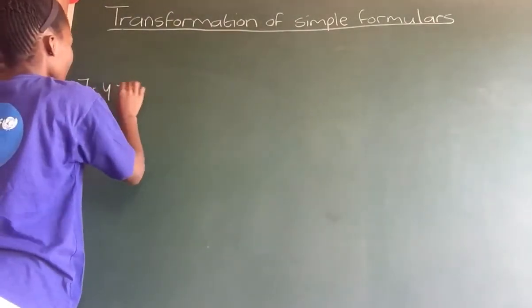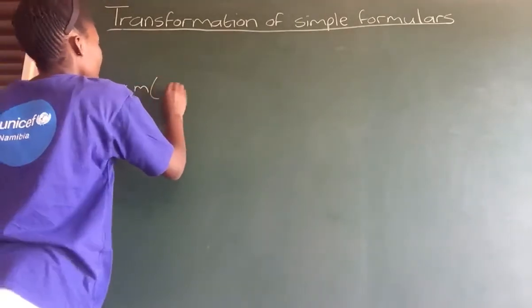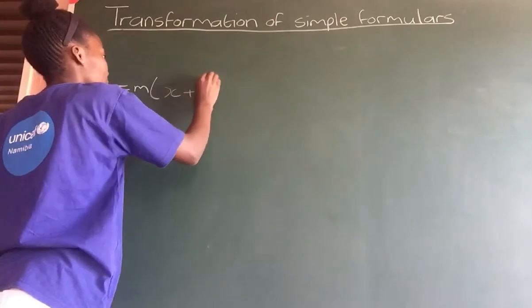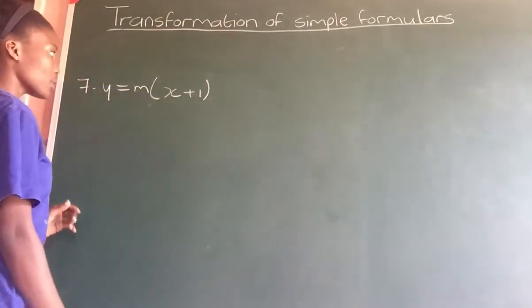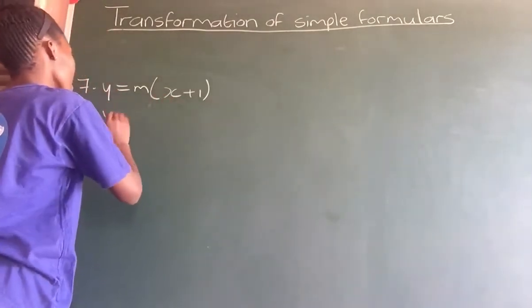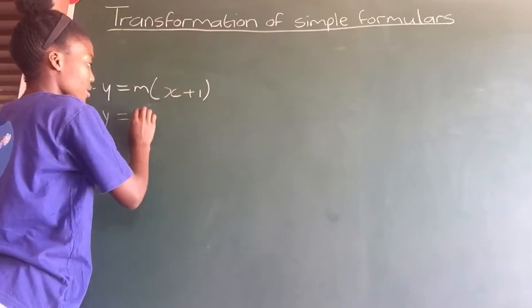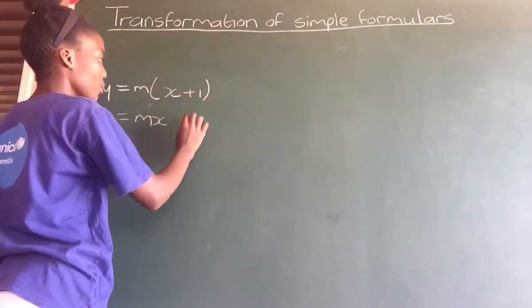y is equal to m open brackets x plus 1. So here, in this case, when you're told to make x the subject of the formula, you first have to multiply out of the brackets. So you're going to see y is equal to m times x is mx. M times 1 will give you m.